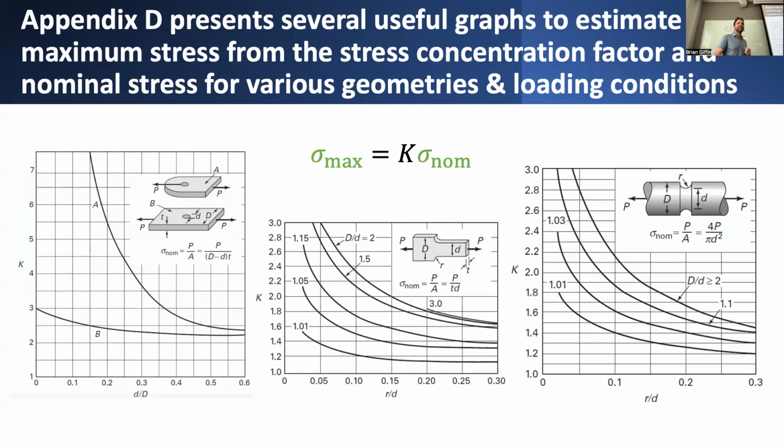If you look in Appendix D of the textbook, it has a bunch of these charts, and they're actually quite useful. You might want to consider hanging on to these for future reference, or at least knowing that they exist. For a bunch of different geometries and loadings, we can figure out the stress concentration factor, and use it to estimate the resulting maximum stress that would occur somewhere in the plate. We don't know exactly where the maximum stress would occur, just knowing the stress concentration factor.